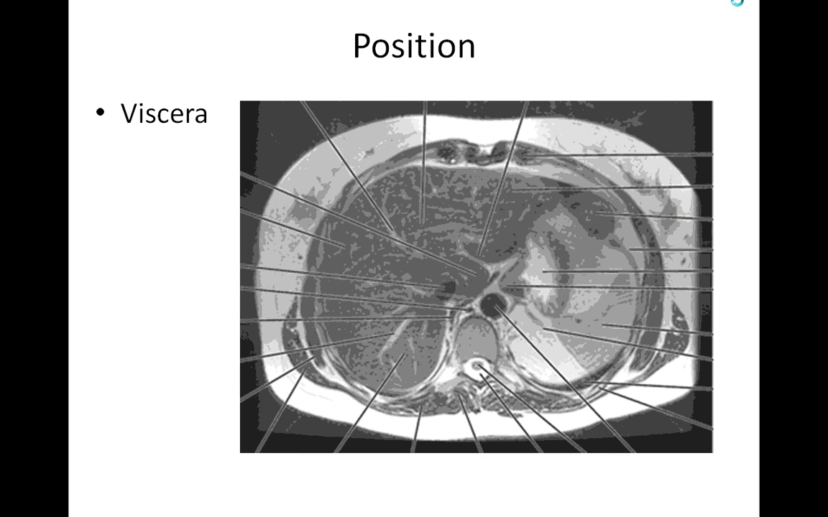The next thing that we need to consider is the position in relation to other viscera. The important thing to note is that the fundus of the stomach lies behind the left lobe of the liver and lies in front of the spleen.